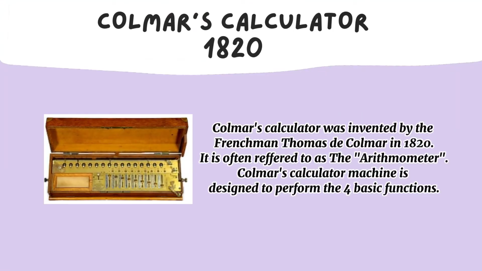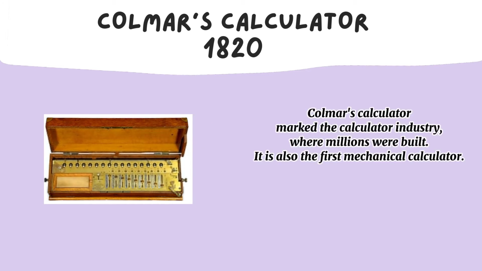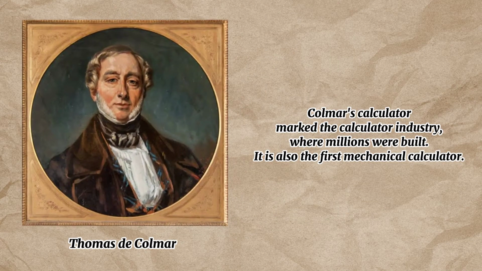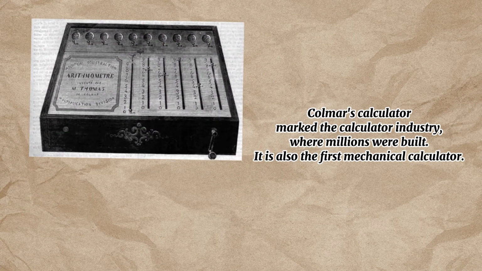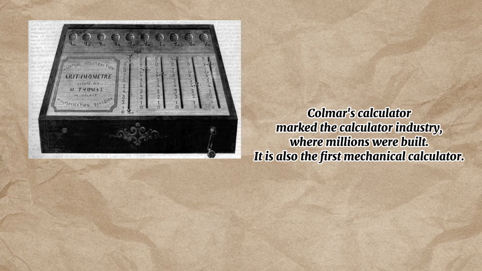Colmar's calculator was invented by the Frenchman Thomas D. Colmar in 1820. It is often referred to as the arithmometer. Colmar's calculator machine was designed to perform the four basic functions. Colmar's calculator marked the start of the calculator industry, where millions were built. It is also the first mechanical calculator.